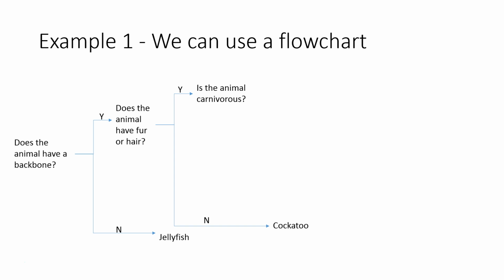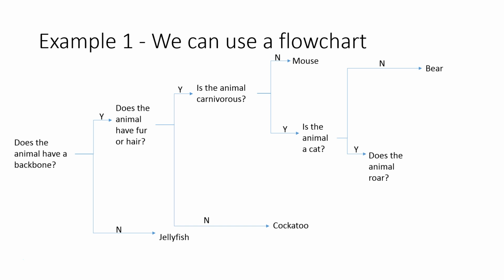If the answer is yes, then we must ask ourselves, of the remaining animals, which ones are carnivorous? That means eats meat. Where the answer is no, this animal is not carnivorous, it's a mouse. If the answer is yes, we will be left with 4 animals, and we need to ask ourselves, is the animal a cat? The animal that is not a cat is a bear.